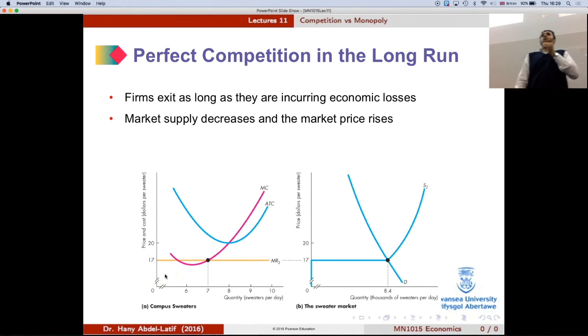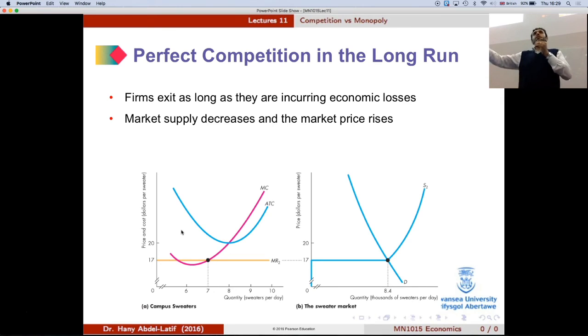What about the total cost? How much will 7 cost this firm? You need to go up to the total cost curve. And that means the cost exceeds the revenue, so they make an economic loss. So what happens in this situation in a perfectly competitive market? In the long run, firms will exit from the market.